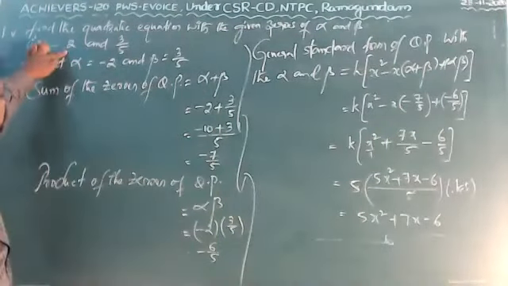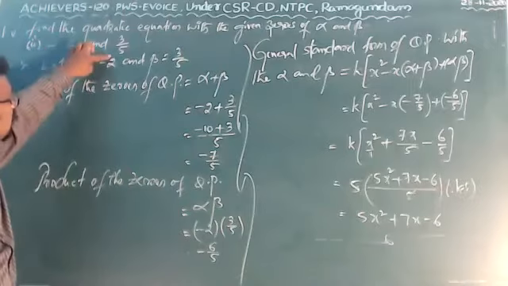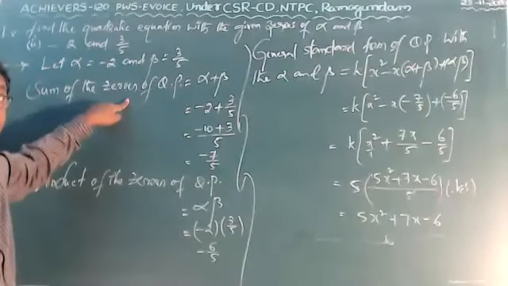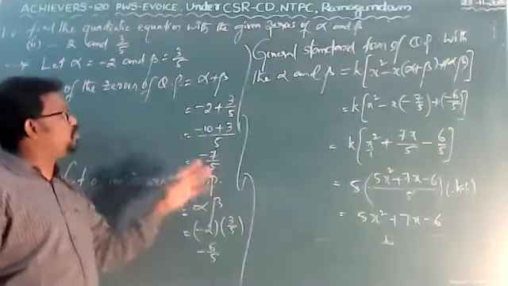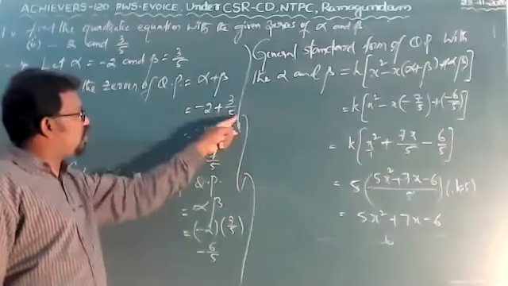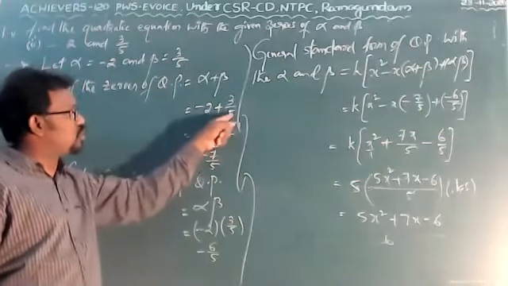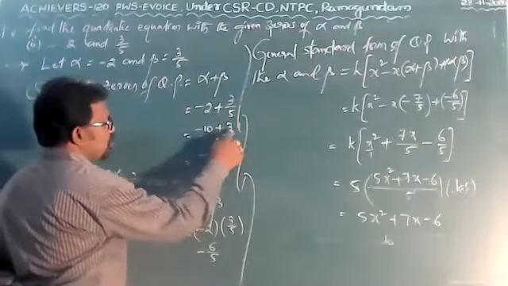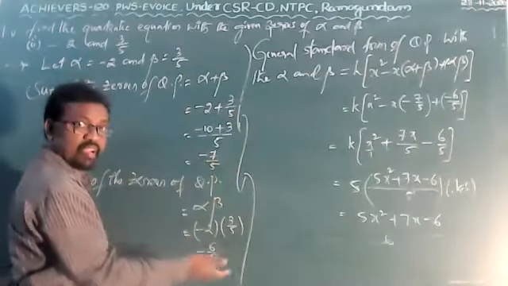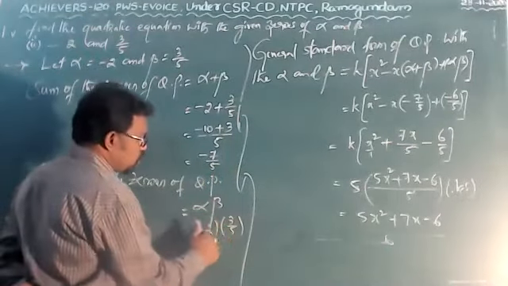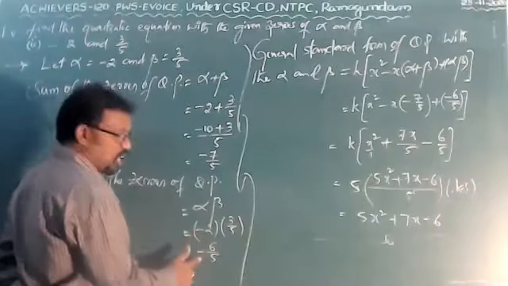Let us take one zero as minus 2, the other zero as 3/5. So sum of the zeros: what is the formula? Alpha plus beta. The LCM here is 5. 5 twos are minus 10, plus only one time here, 1 into 3, 3. Minus 10 plus 3 is minus 7/5. Same for the product of the zeros, multiplication: 2 threes are 6/5 with a negative.